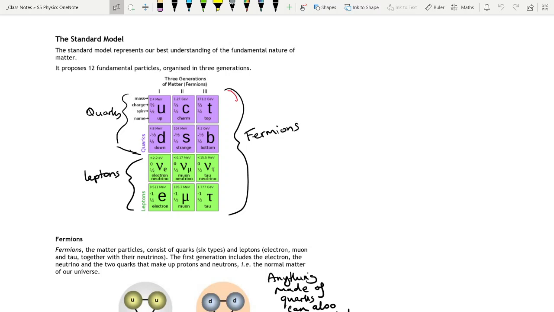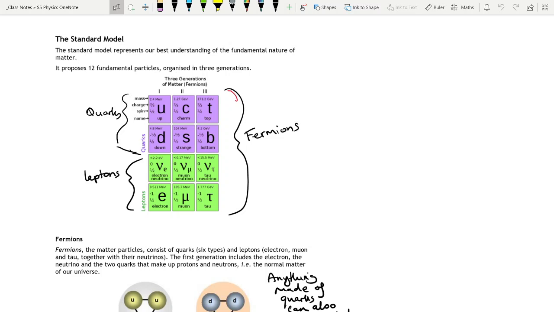Okay, now quarks, we've got up, down, charm, strange, top, and bottom. And you can see, you don't need to memorize these, but they all have different charges. So that's 2/3, that's minus a third. And they have spins, you don't need to worry about spins.